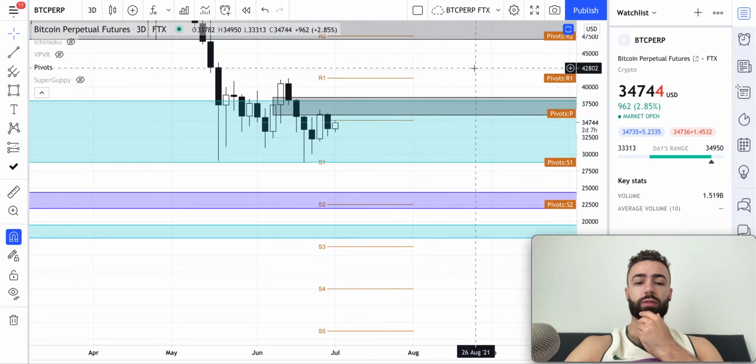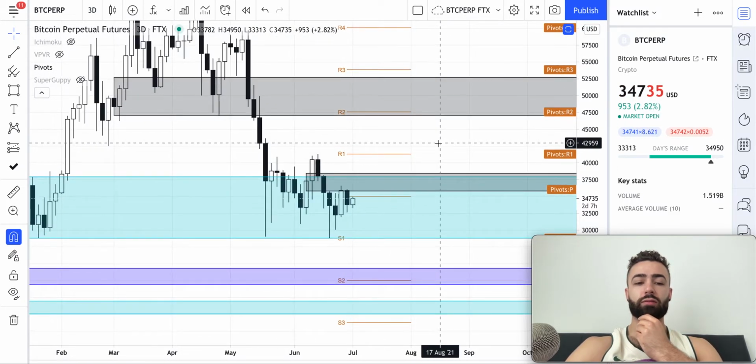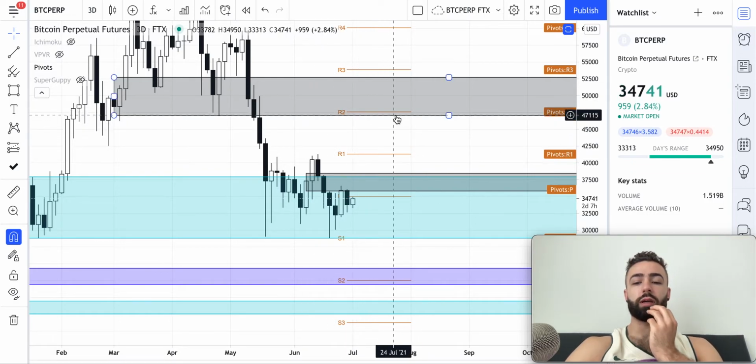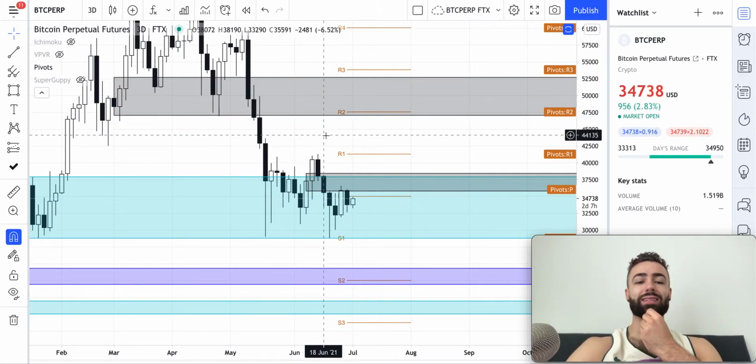So if we look at this from a 3-day perspective, this is the main resistance zone up here, and the reason why I think if we are to come up on the monthly time frame, this is where we will end up stopping. And this starts at 47,091 on this exchange.